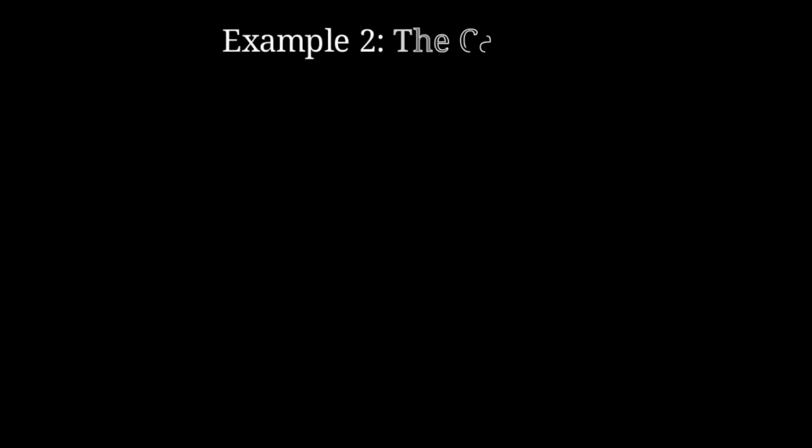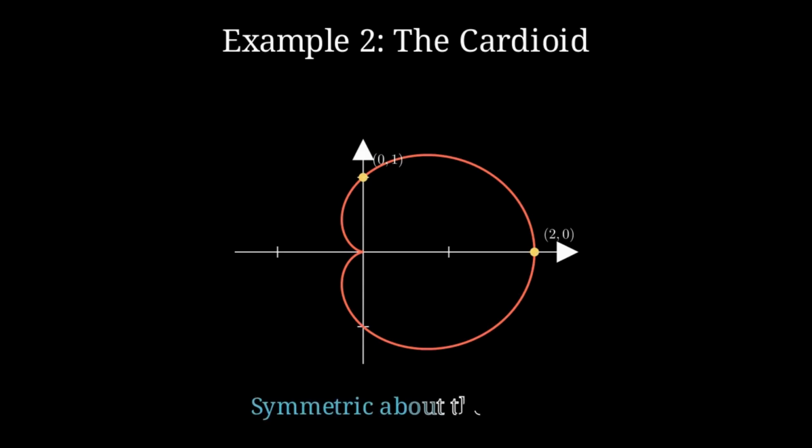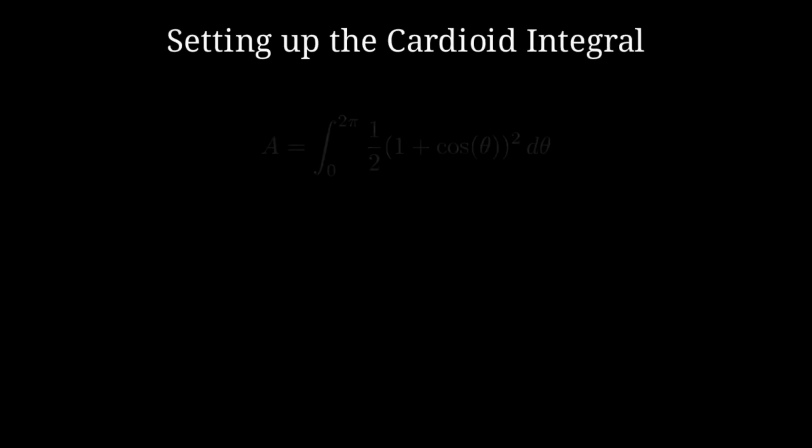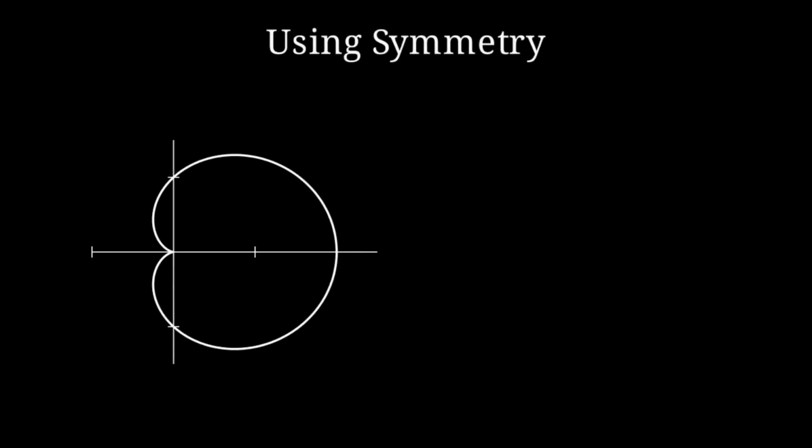Now consider a more complex shape, the cardioid, defined by r equals 1 plus cosine theta. This shape is not easily calculated in rectangular coordinates, but polar integration handles it elegantly. To find the total area, we square the function. This gives us 3 terms to integrate. Note that the squared cosine term will require a power reduction identity to solve, a common step in polar area problems. We can simplify our work by using symmetry.